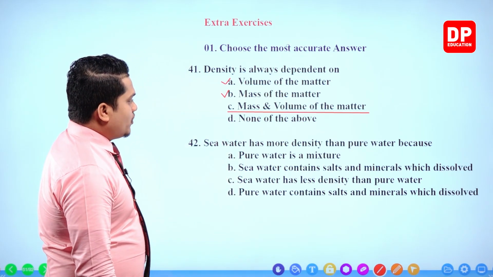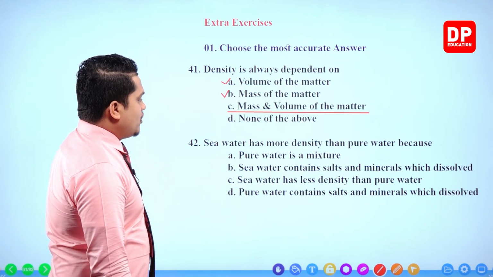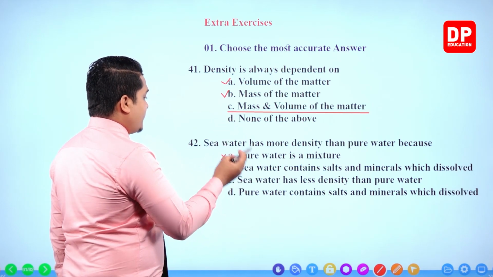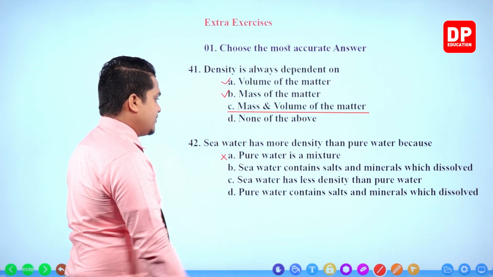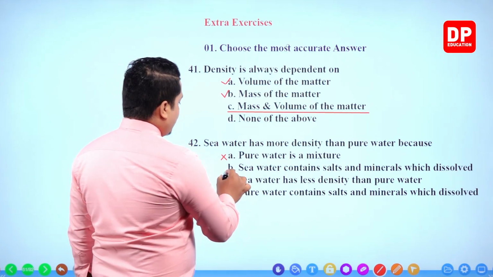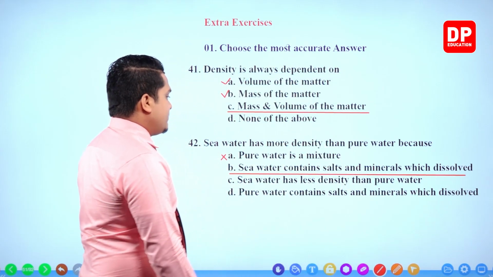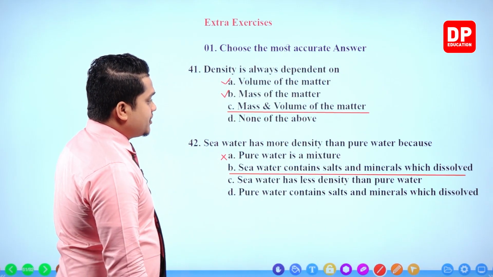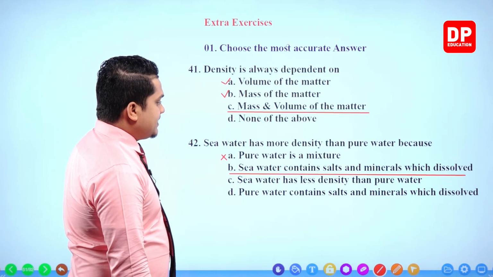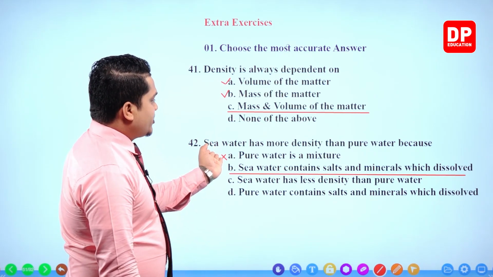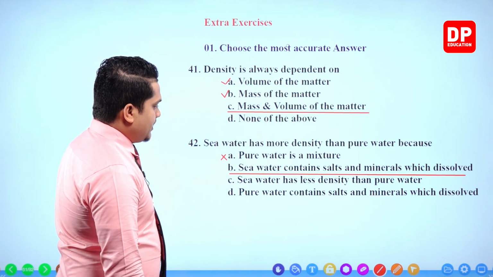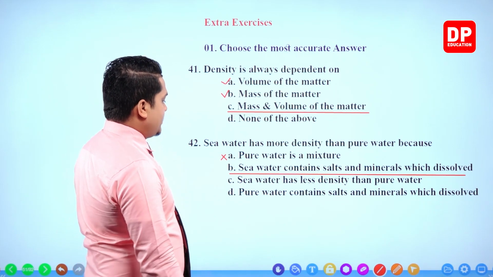Right. Seawater has more density than pure water because pure water is a mixture. Incorrect. Pure in the name itself, it is referring to a pure substance. That means it is not a mixture. Seawater contains salts and minerals which dissolve. That should be our answer. There are minerals and salts which dissolve, so therefore it has a greater density. Seawater has less density than pure water. Incorrect, because the question itself says that seawater has more density. Then the pure water contains salts and minerals which dissolve. Once again, incorrect.